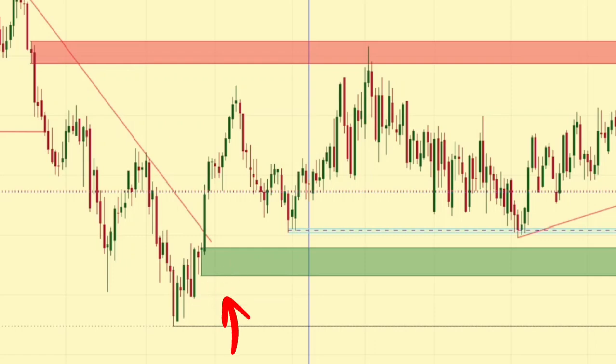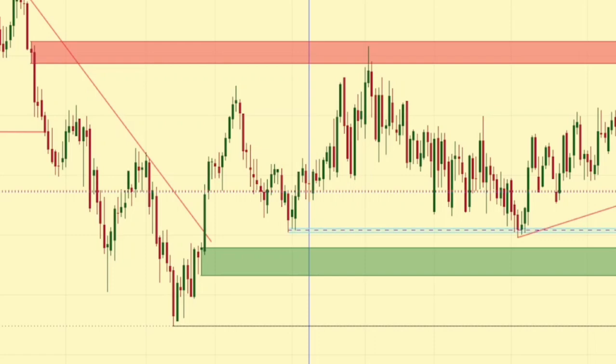The second P in my institutional filter is power. The move away from both zones was explosive. Strong departure often suggests aggressive institutional participation rather than weak retail buying or selling.